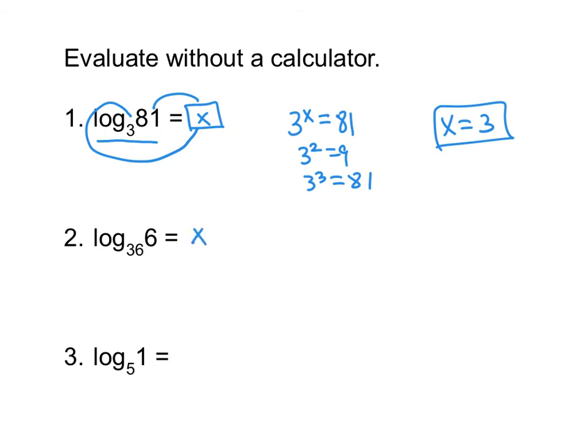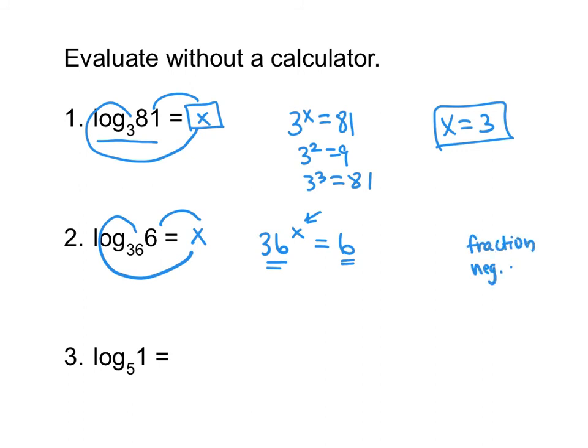Now the next one, same thing. 36 to this power has to equal 6. 36 to the x power has to equal 6. Now here's an example in which I have a base that is going from a bigger number to a smaller number when I go to an exponent. So one of two things is happening. Either I have to have a fraction or I have to have a negative exponent. Okay, it's not just going to be 1, 2, 3 because obviously my number is going to get bigger when I take 36 to that power.